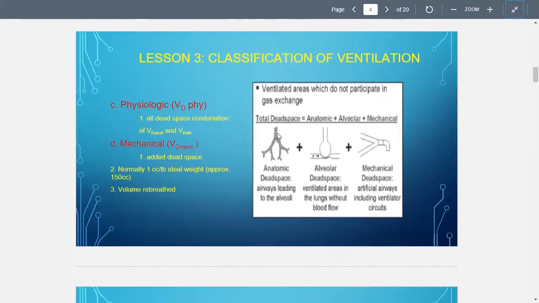Now, we talked about we have anatomical dead space, or the conducting airways. Then we have alveolar dead space when we have ventilation but no blood flow. And then mechanical, this will be the tubing, right? We add extra artificial airway or extra tubing on the circuit. That adds more dead space, which is called mechanical dead space, right?